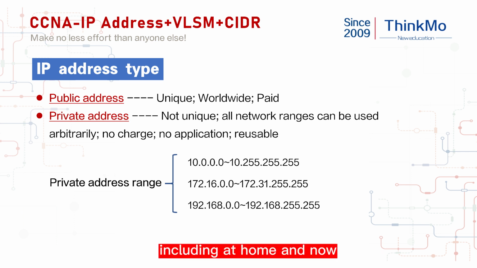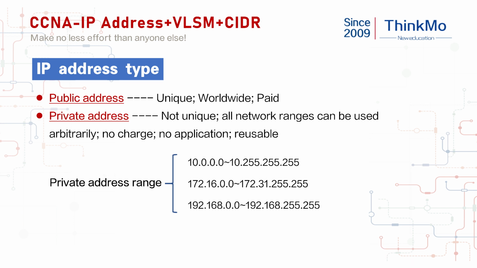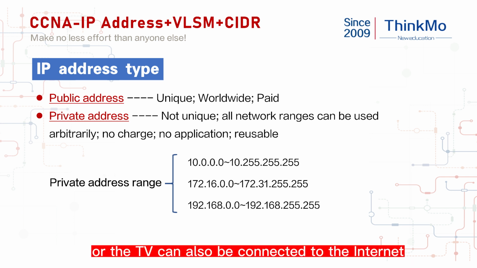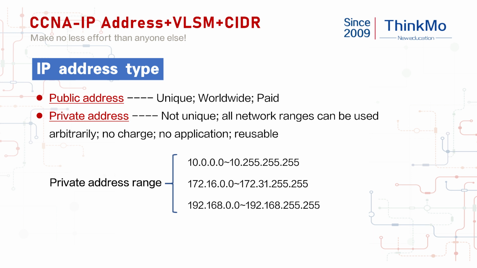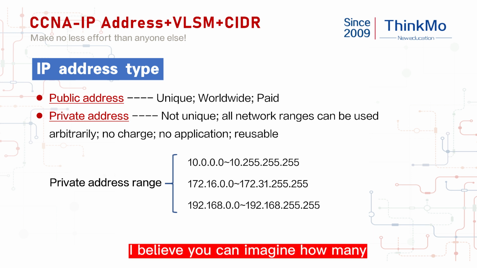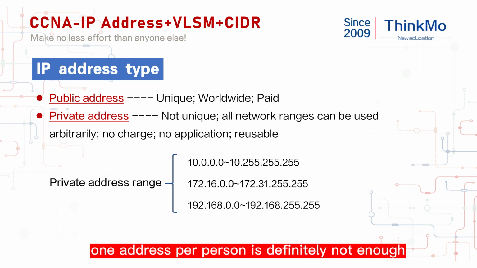Including at home now, smart speakers or smart sweeping robots, or the TV can also be connected to the internet. All these addresses add up. I believe you can imagine how many. For netizens all over the world, one address per person is definitely not enough.